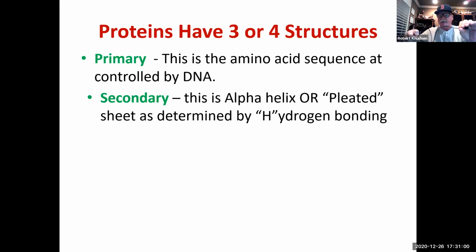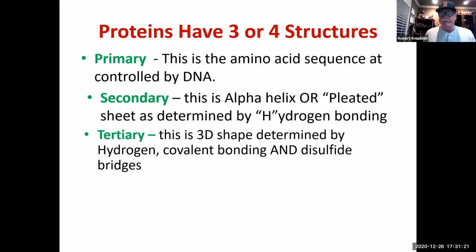Okay. So when you form the helix, that is called its secondary structure, and it's based on the hydrogens that are hanging out there. Secondary is called an alpha helix, alpha because it's not beta, there's only one string, or a pleated sheet, determined by the hydrogen bonding. Got it? Test question. Tertiary, this is the 3-dimensional shape determined by hydrogen bonding. So not only do we have this going on, but it bends back on itself. And that's 3-dimensional. So the 3-dimensional shape is determined by hydrogen bonding, covalent bonding, and disulfide bridges.